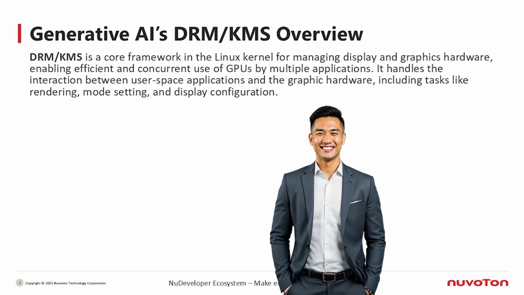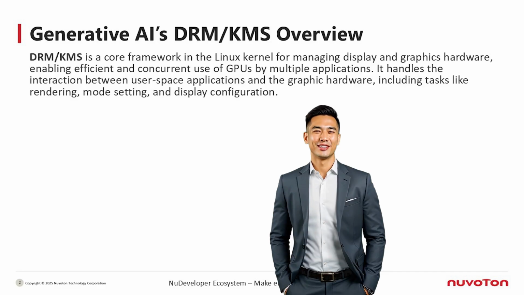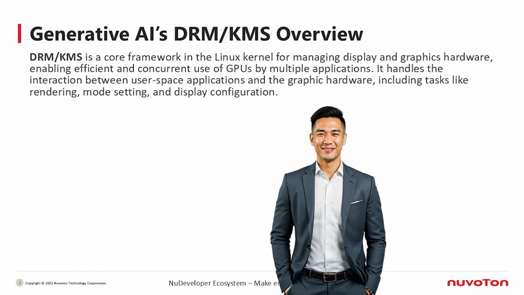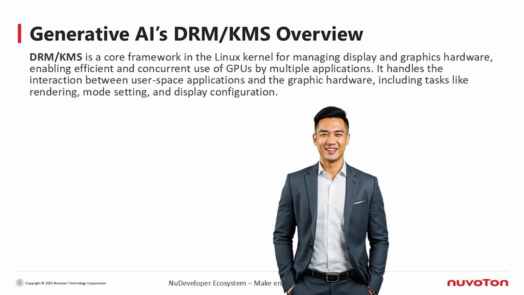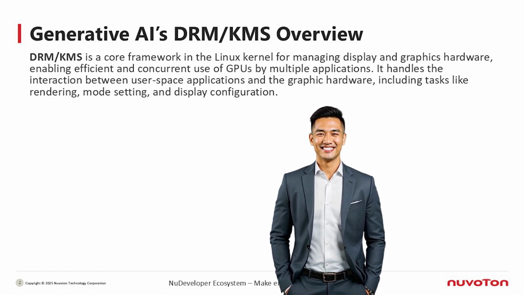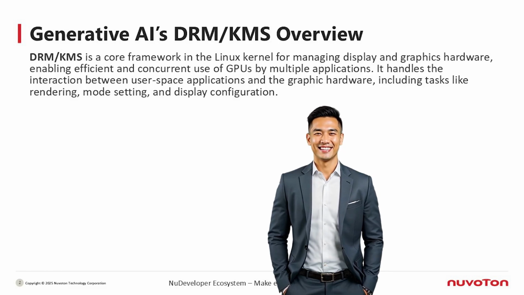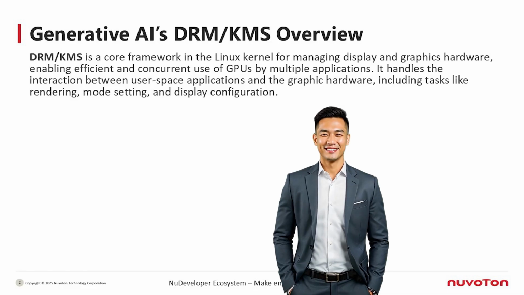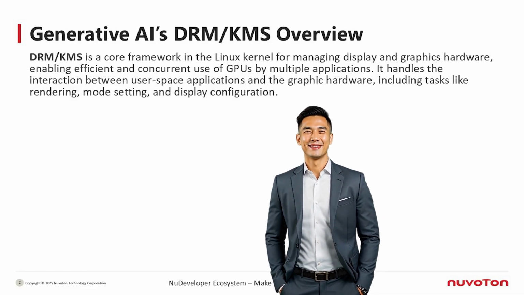DRM and KMS is a core framework in the Linux kernel for managing display and graphics hardware, enabling efficient and concurrent use of GPUs by multiple applications. It handles the interaction between user space applications and the graphics hardware, including tasks like rendering, mode setting, and display configuration. Here, two abbreviations are mentioned: DRM and KMS.